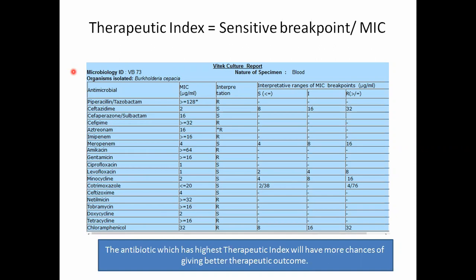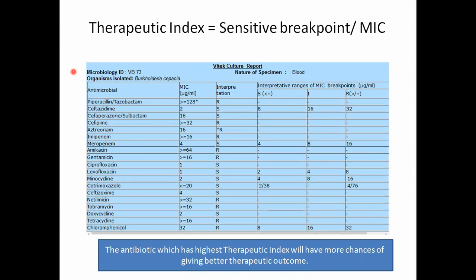I'm not going to enter into the depth of that. If you want, open EUCAST and CLSI and read for yourself. The SIR values will be given by international societies for individual organisms. For E. coli you have different values, for Pseudomonas you have different, for MRSA you have different. So those values are given by international societies based on different techniques.